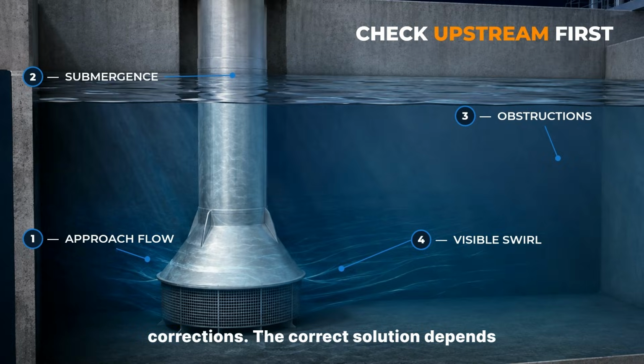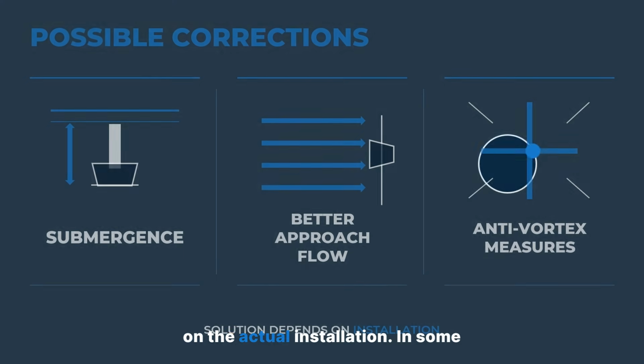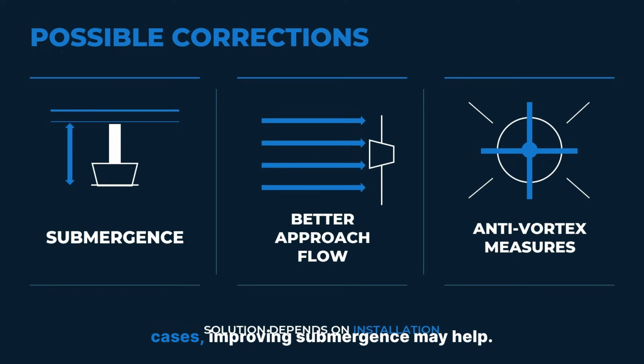Possible corrections. The correct solution depends on the actual installation. In some cases, improving submergence may help. In others, the approach flow geometry may need improvement, and some installations may require dedicated anti-vortex measures or flow guiding devices. There is no single universal correction for every pump intake. The solution must match the actual geometry and operating condition.